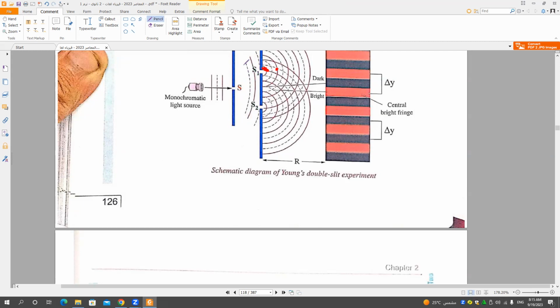All of these points will have the same phase. It will be trough, and all of this will be crest. They have the same phase. If the overlapping occurs between two similar phases, it will make constructive interference and produce bright rings, and crest with trough will produce dark rings.